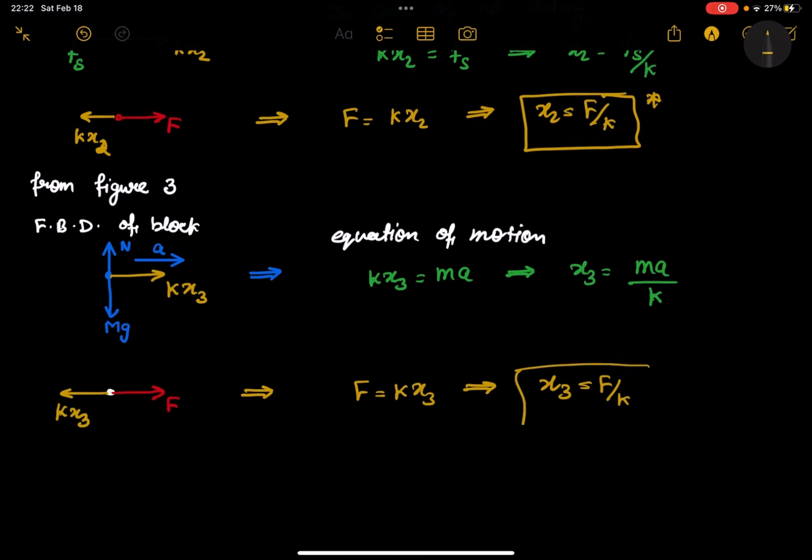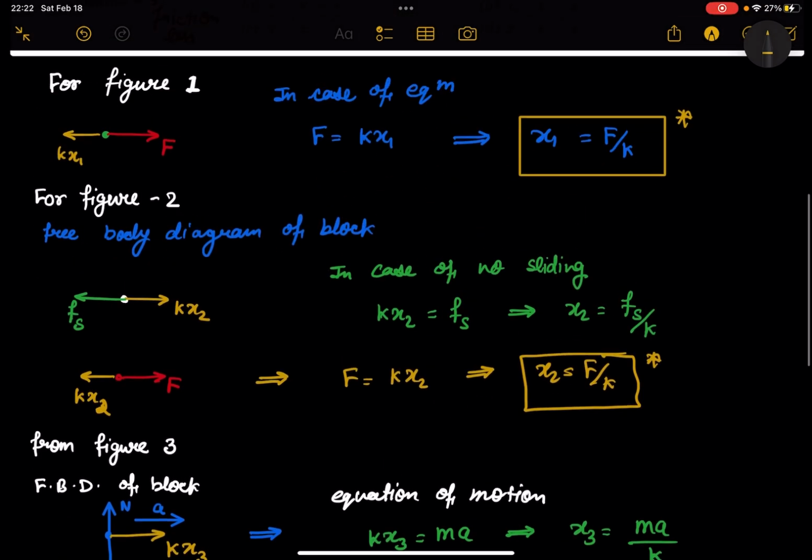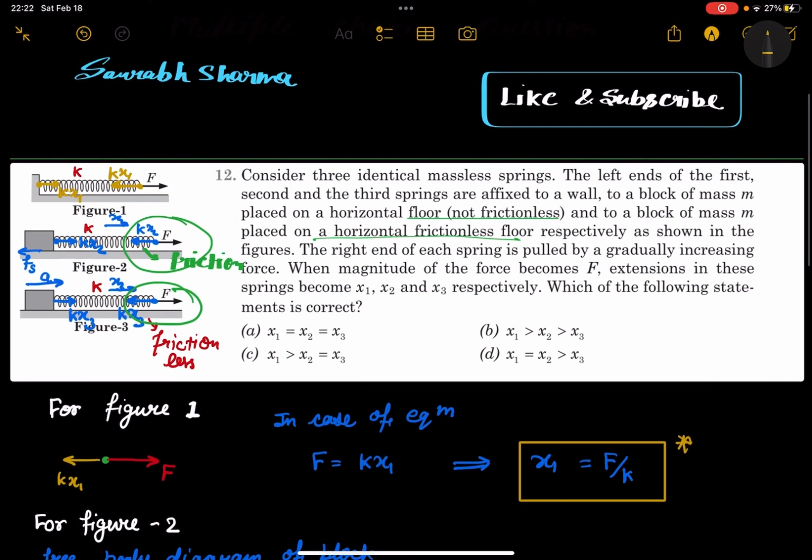And remember, this is a very important concept. If identical springs are connected in such a way and we apply a force which gradually increases, the extension in all three springs does not change. It remains the same. So this is the very important point, and the correct answer is A.